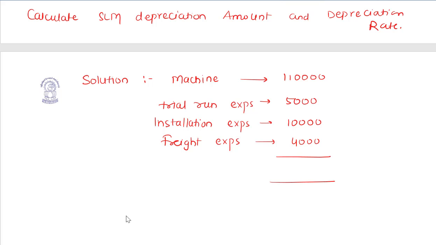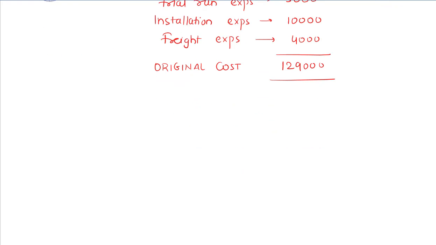Calculate this: 1,10,000 plus 5,000 plus 10,000 plus 4,000. The total is 1,29,000. This is nothing but the original cost. So original cost is 1,29,000.